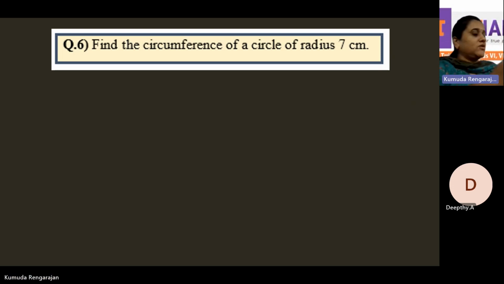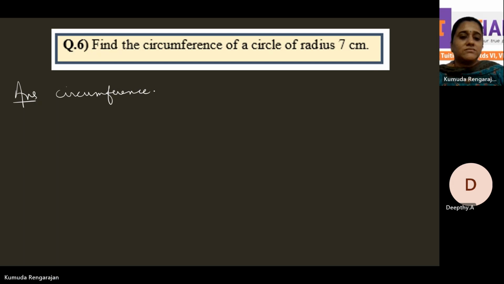Take a pen, Satakshi. Ma'am, pi d. Yes, Deepthi. No, not pi d. Here, radius is given. So what's the formula? Ma'am, may I answer? Yes, what's the formula to find the circumference of a circle? Ma'am, circumference of a circle equals 2 pi r, which equals 2 into 22 by 7 into 7. 7 and 7 get cancelled, so 2 into 22 equals 44 centimeters. Very good, Deepthi.